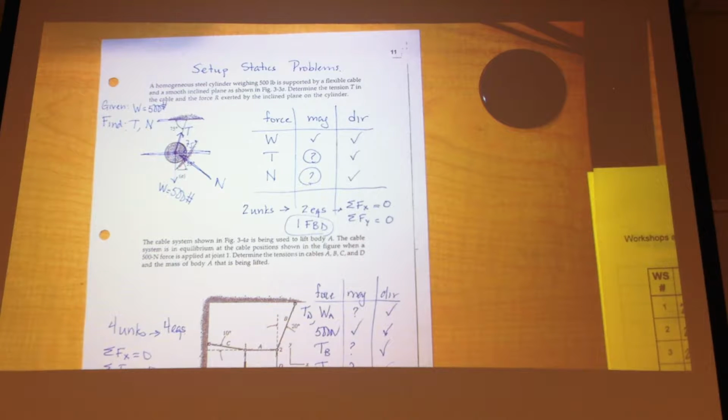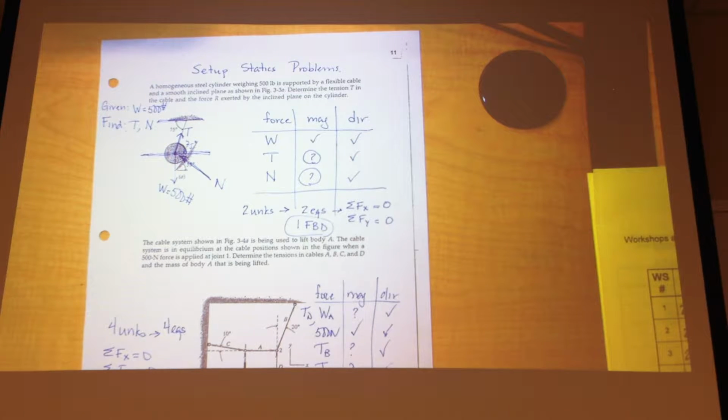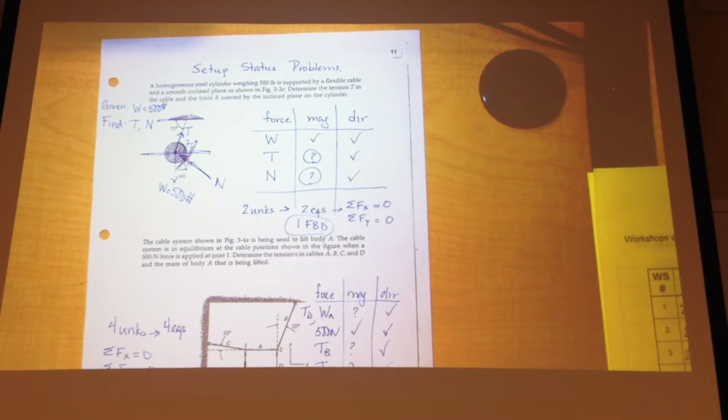Actually, you know what? Could I change this? I'm going to still look at my picture first. Look at the sketch. That would be number 1. Number 2 would be read the words. And then 3 would be write the given and the find.